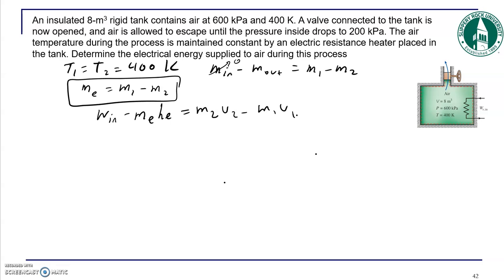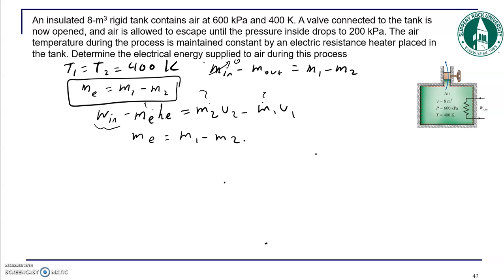So what we want to find is the W in, right? That's the final parameter that we are looking for. But we don't have the initial mass of our system. We don't have the final mass of our system. And we don't have m_e, right? We have a relationship between these parameters. We know that m_e is equal to m1 minus m2, right? We just had this equation on the top. So we need to find m1 and m2, and then m_e can be found easily, right?